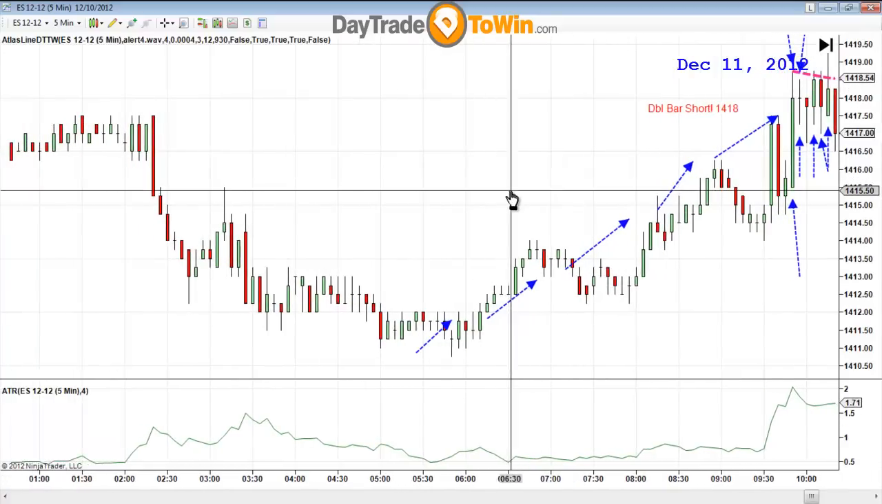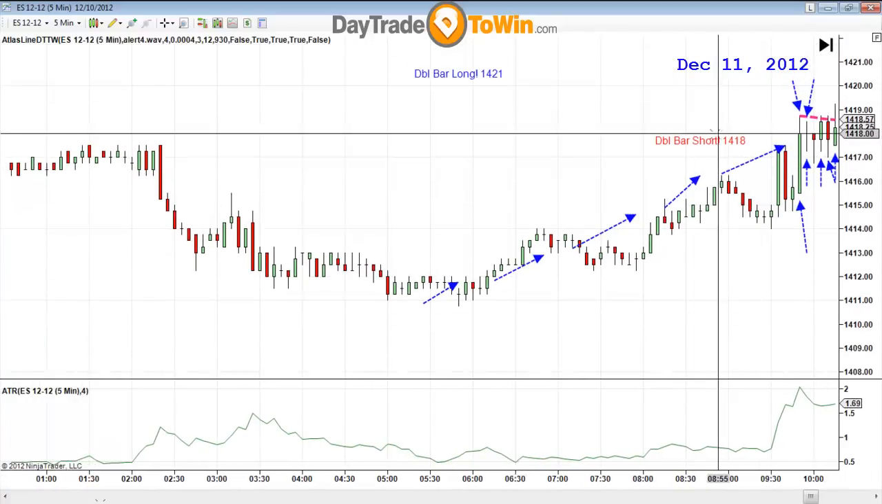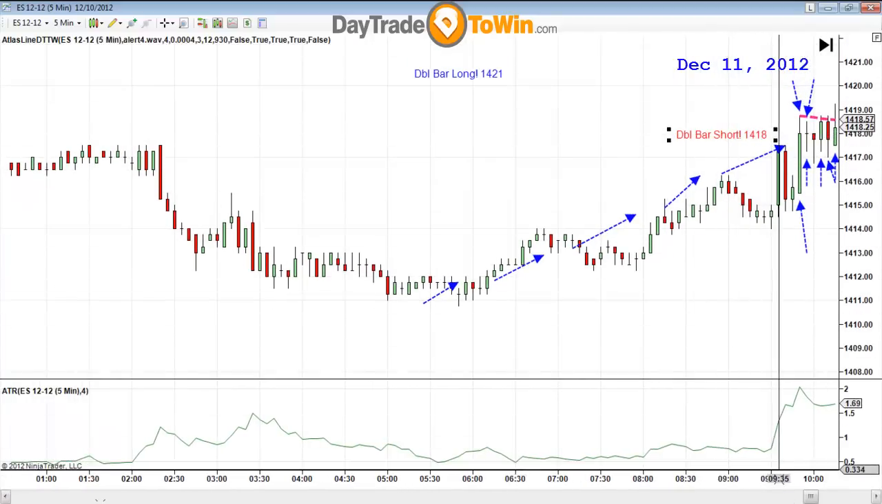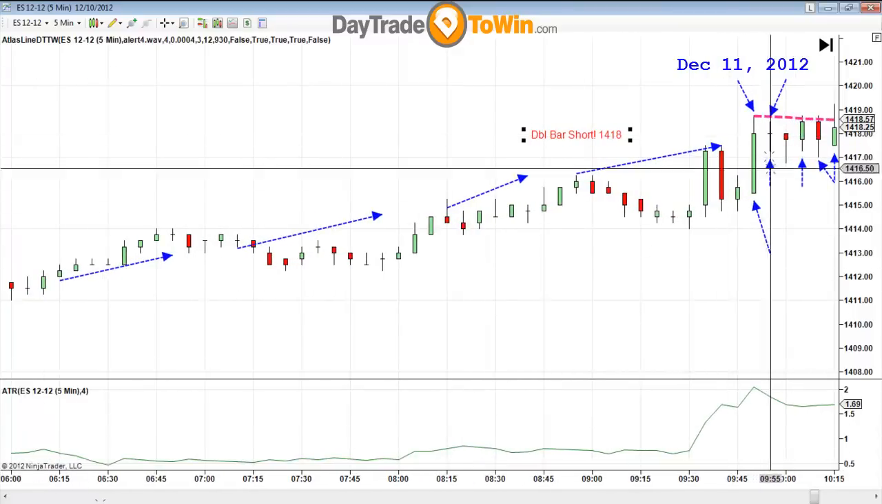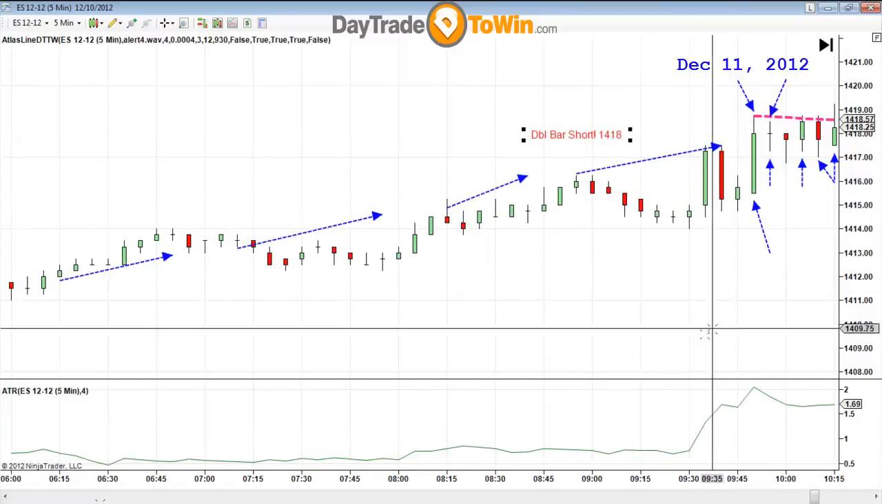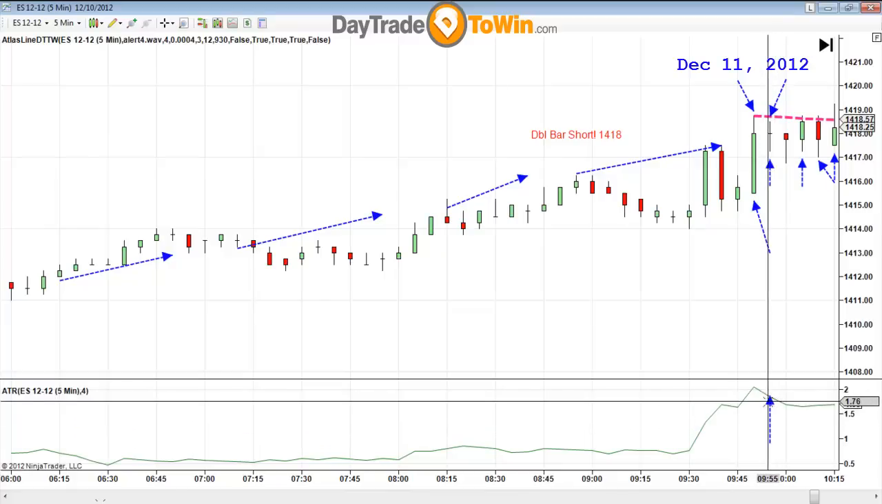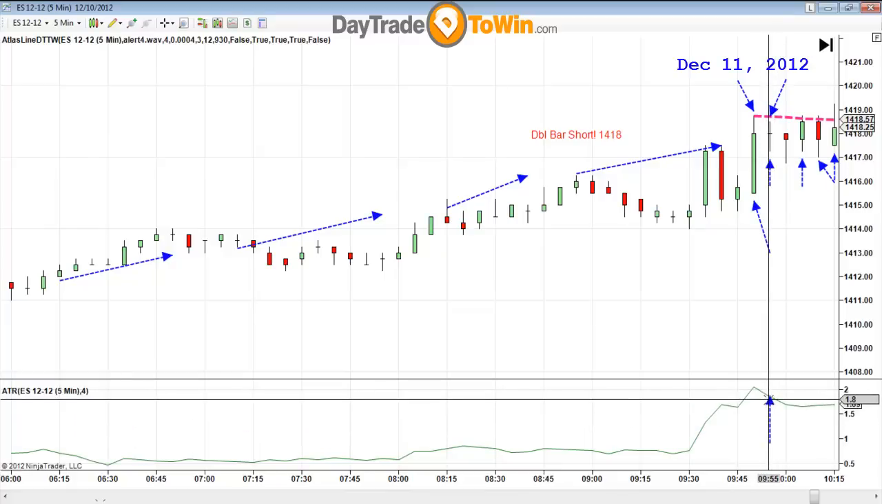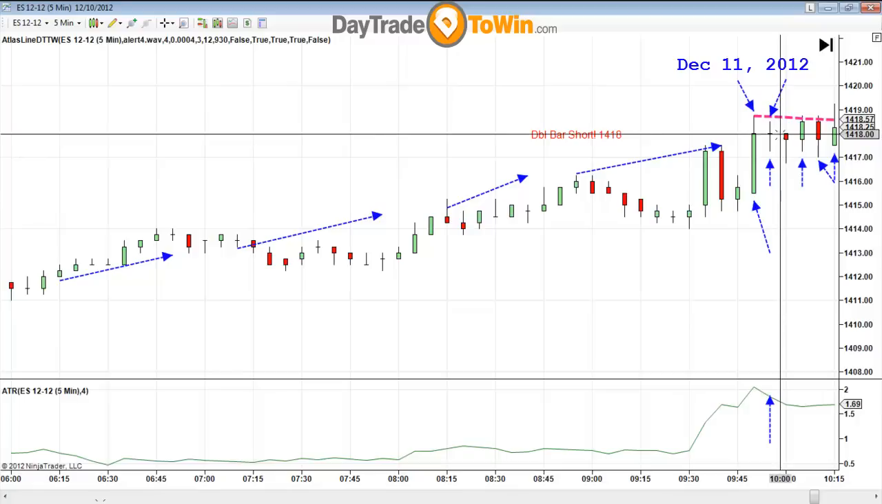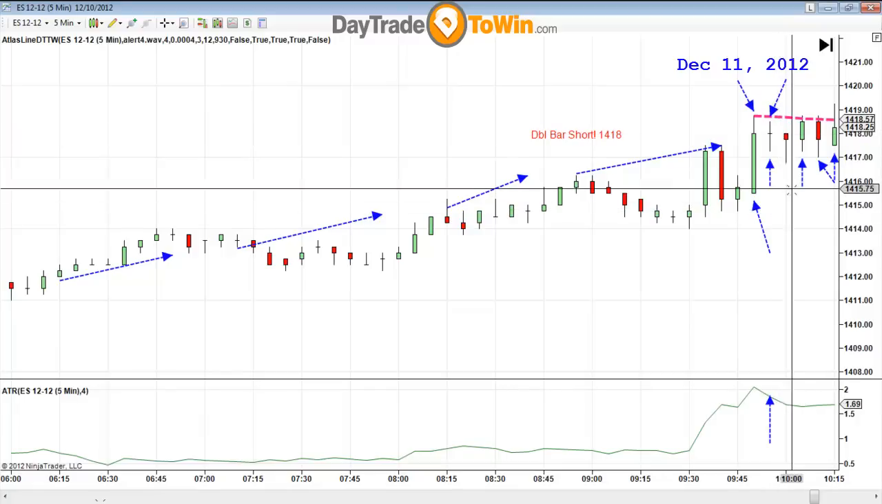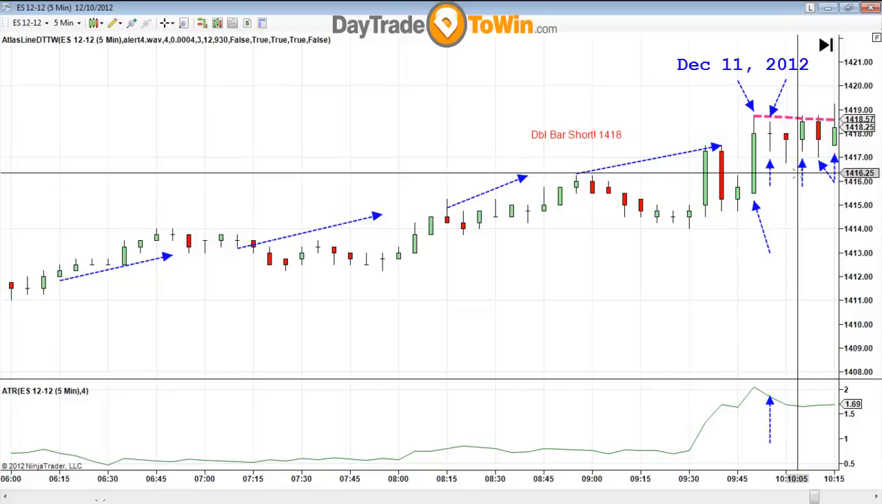It's trying, but failing. So on this 1418 short, what do I know when I use the Atlas line? I look down. I can make a point and three quarters, seven ticks, out of the trade. Seven ticks is 1418 minus 7 ticks, which is 1416 and a quarter, right?